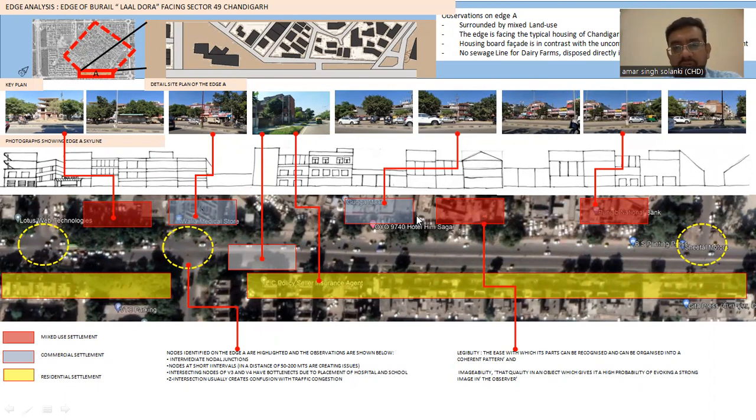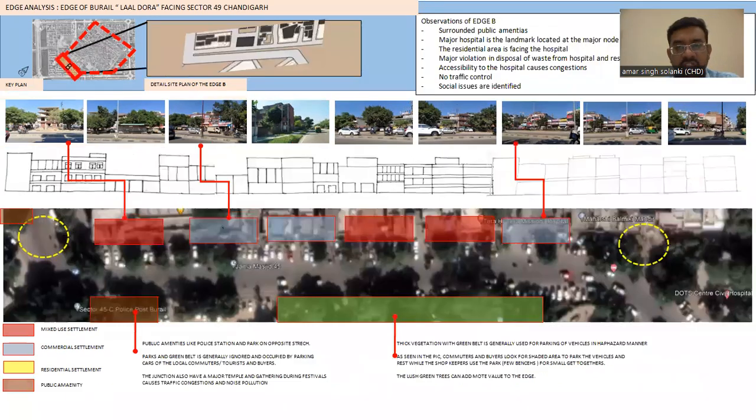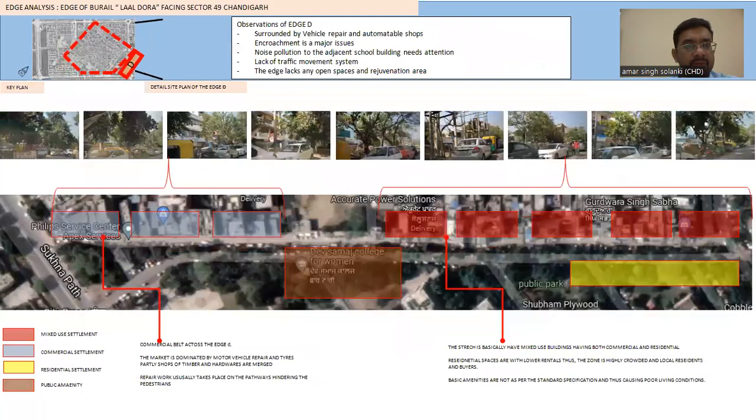where we can see a completely mixed land use. We have all the commercial settlement in the base, and we have residential flats above the commercial settlement, which is again, if we compare with other sectors of Chandigarh, in contrast, because usually we will not see this kind of skyline when we compare with the skyline of the Chandigarh city. So all the edge analysis has been done, the mapping has been done, and the comparative analysis has been done.